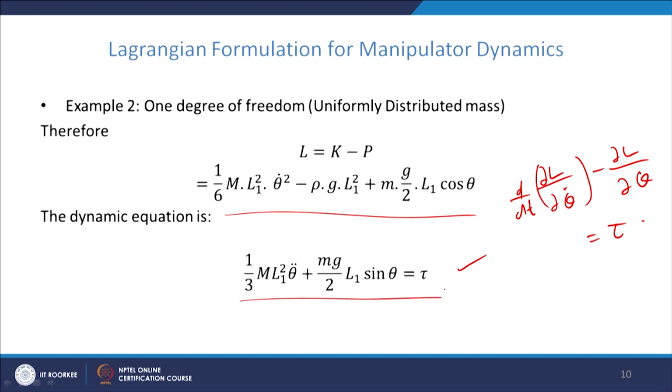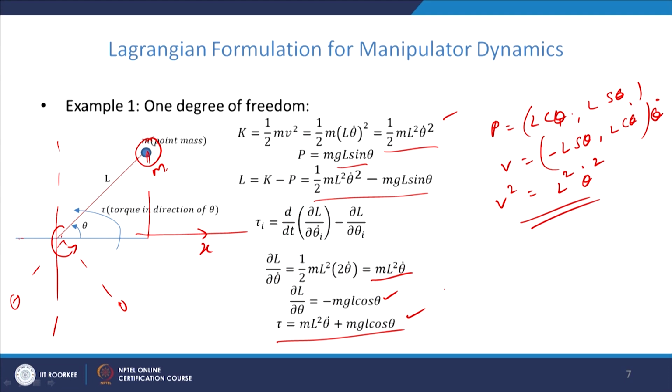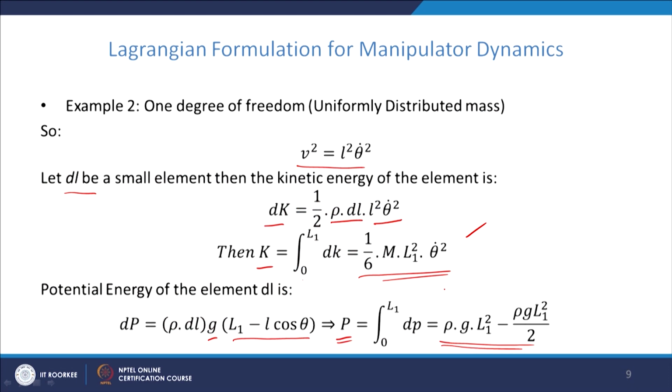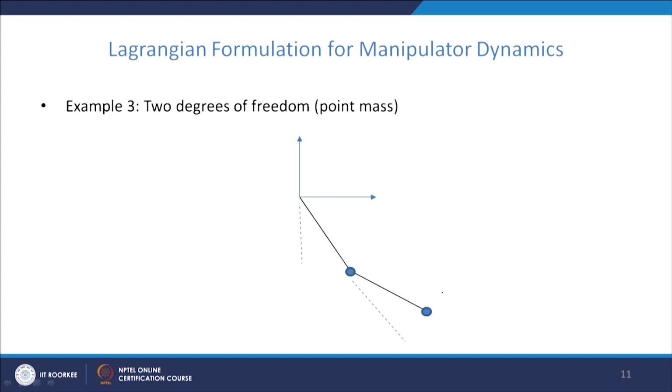In the previous one, if the mass is concentrated at a single point, we get the equation of motion like this, and if the mass is distributed uniformly, we get this equation. So, this is more practical. In many real life robot manipulators, the mass is uniformly distributed. So, one can rely on the second example for more practical purposes.